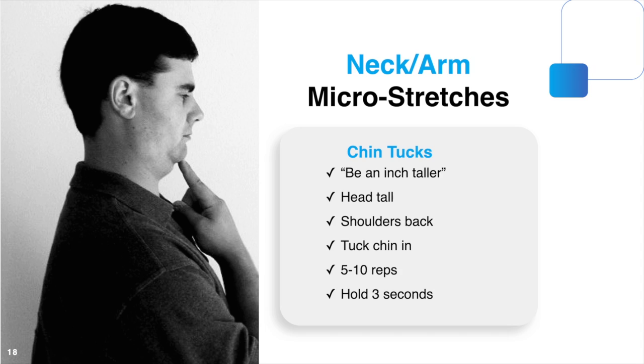The first is a chin tuck that briefly overcorrects your forward head posture. This is done by bringing your head up tall. Be an inch taller is our motto for this. So bring your head tall, tuck chin in, draw your shoulders back. This would be a position of military attention in boot camp. Hold 10 seconds, then back off a bit.